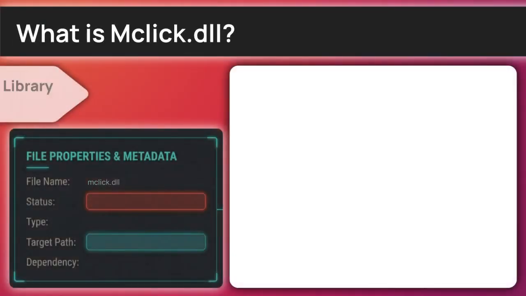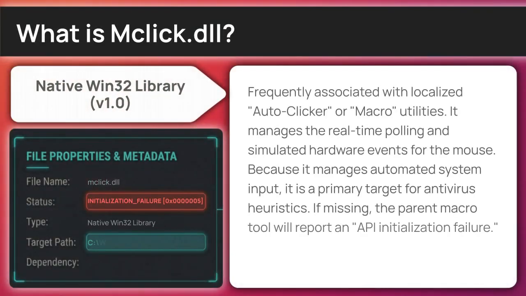This is the Mclick module, frequently associated with localized auto-clicker or macro utilities. It manages the real-time polling and simulated hardware events for the mouse. Because it manages automated system input, it is a primary target for antivirus heuristics. If missing, the parent macro tool will report an API initialization failure.